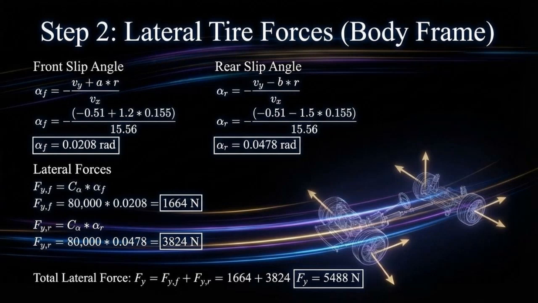Let us now look at lateral force summation. Using cornering stiffness, we convert tire slip angles into lateral forces. Assuming a linear tire stiffness of 80 kilonewtons per radian, the front tire generates a lateral force of 1,664 newtons. The rear tire generates a lateral force of 3,824 newtons. Adding these together, the total lateral force becomes 5,488 newtons. This combined force represents the side push acting on the vehicle. It appears directly in the lateral equation of motion and works to counter the remaining side slip velocity of the vehicle.